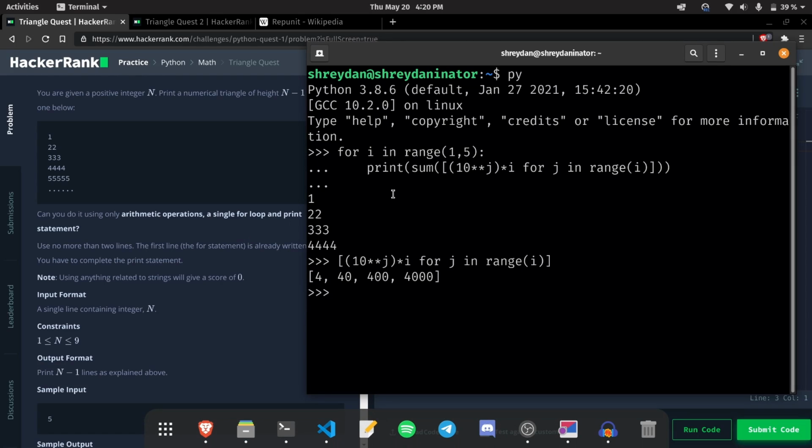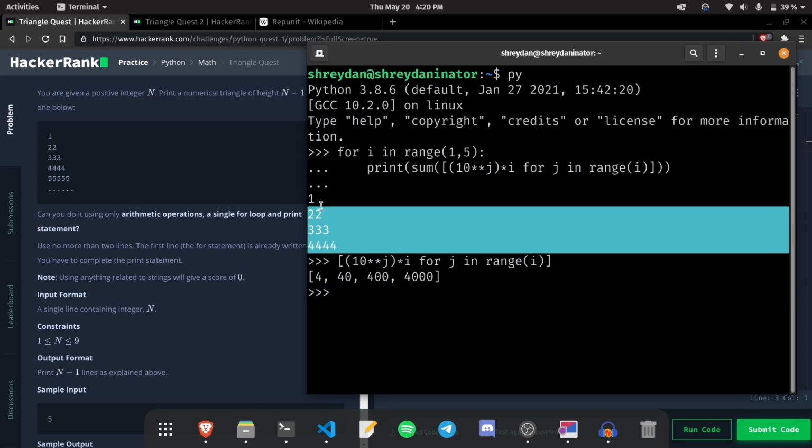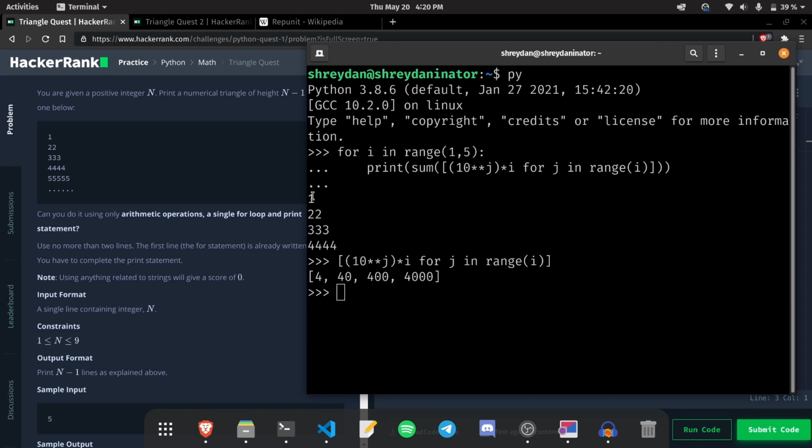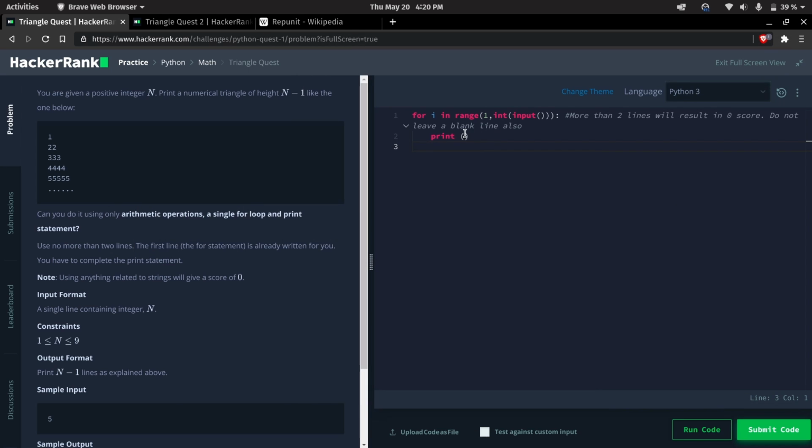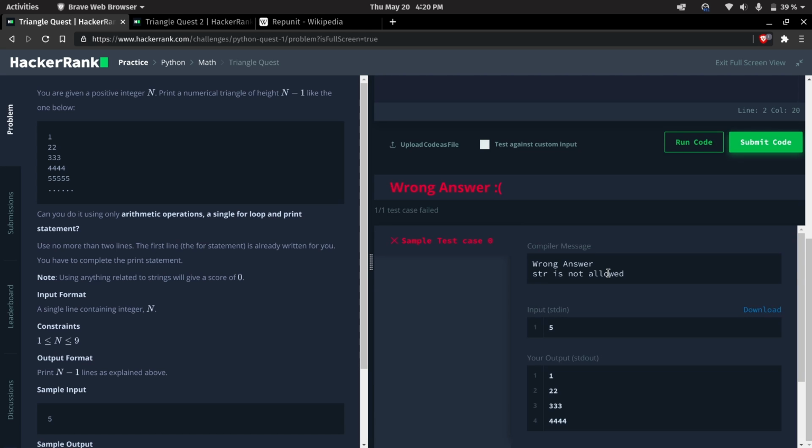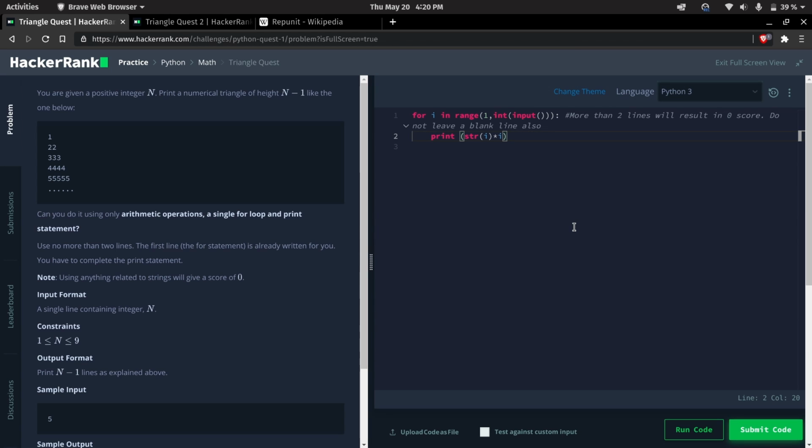So that prevents us from using something like list comprehension to generate place values and then sum them like I did here, and it was not accepted. So what about using string? We can convert that i to string and then we can multiply it by i. So yeah, it does work, but we are not allowed to use it.